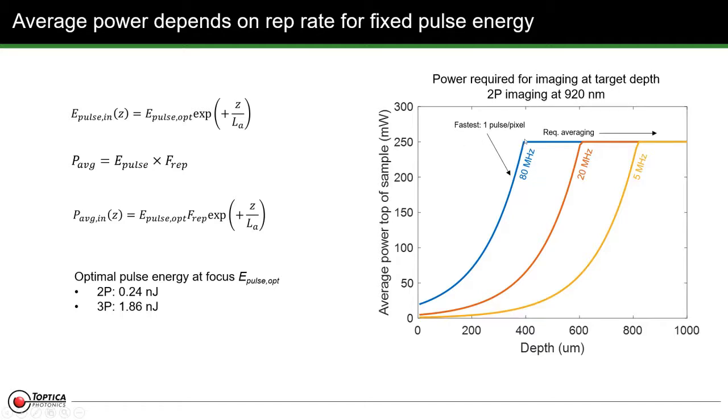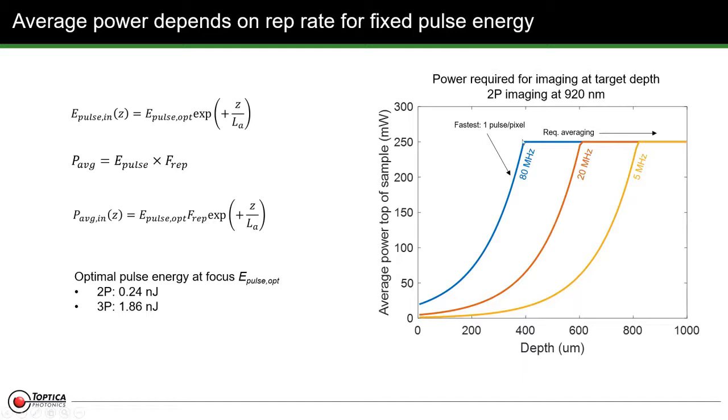Or if we can somehow reduce that repetition rate to 20 megahertz, then our pulse energy goes up so that we keep a constant average power. That means we can use that bigger pulse and get farther into the brain before we come down to 0.24 nanojoules. And another feature of this curve, it's important to note that if you can stay on this slope here, then you can do sort of the fastest possible imaging at your repetition rate, which is 1 pulse per pixel.